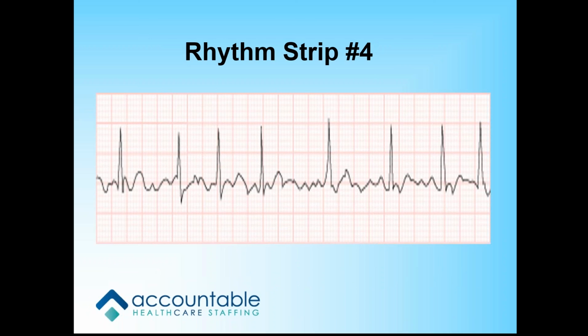How fast is this if you count each complex? It's normal. 80. Yeah. Is it regular or irregular? Irregular. What's the rhythm? AFib. AFib, exactly. Heart rate of 80. Over half of the population over the age of 50 is walking around with this rhythm and doing just fine. Yeah, AFib. Good job.